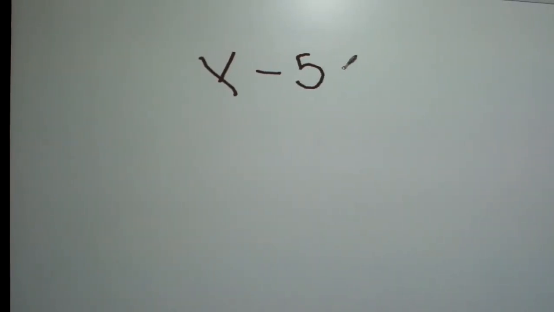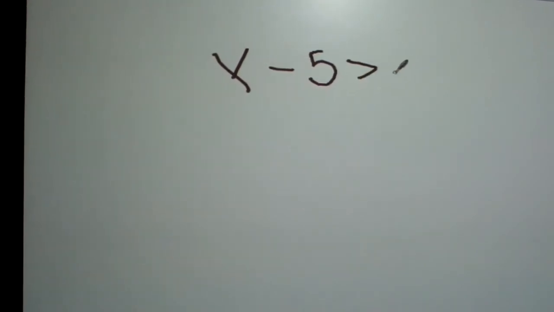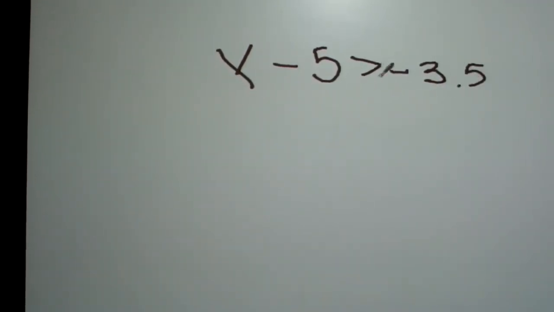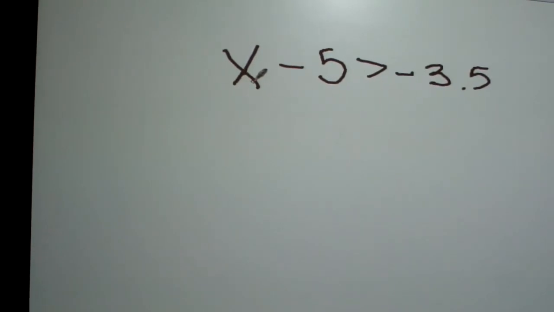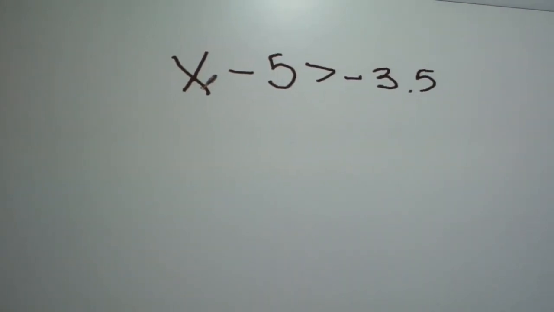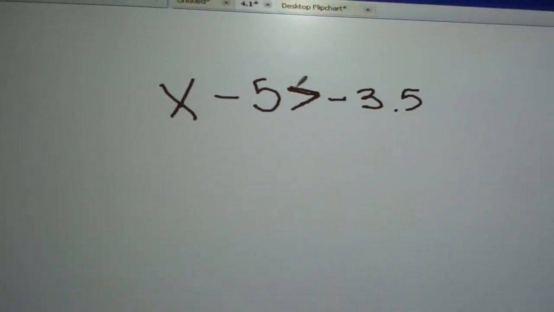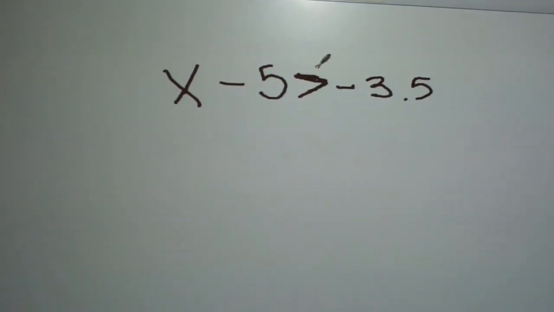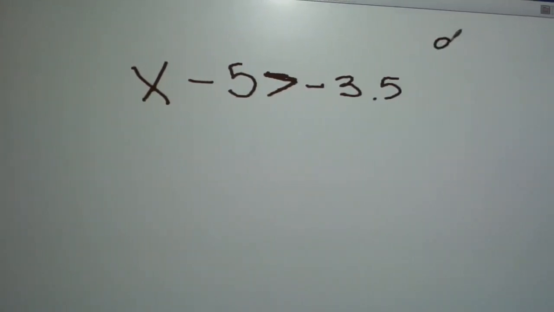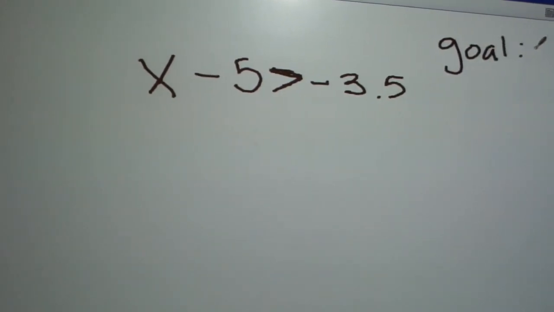All right, so now some other problems. Our first example that we are going to go over is x minus 5 is greater than negative 3.5. Now this problem looks familiar from what we were doing in chapter 3. The only difference is we don't have an equal sign here. We have a greater than sign. So when we are solving these problems, our goal is the same thing from last chapter. It's to get the variable by itself.